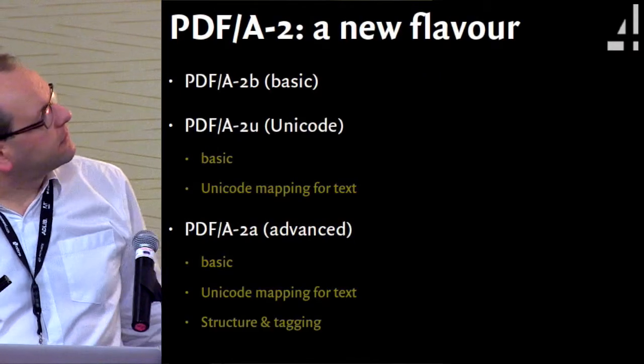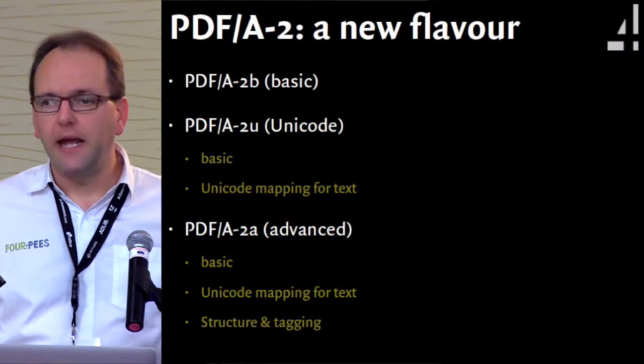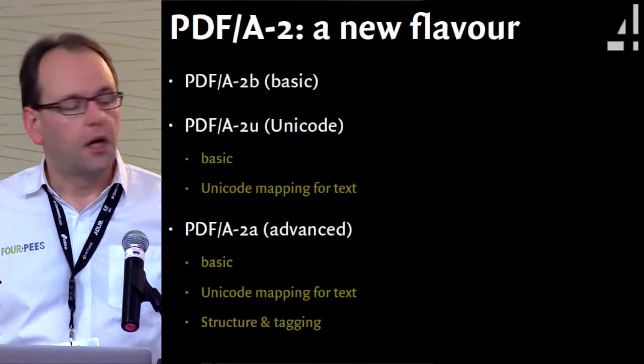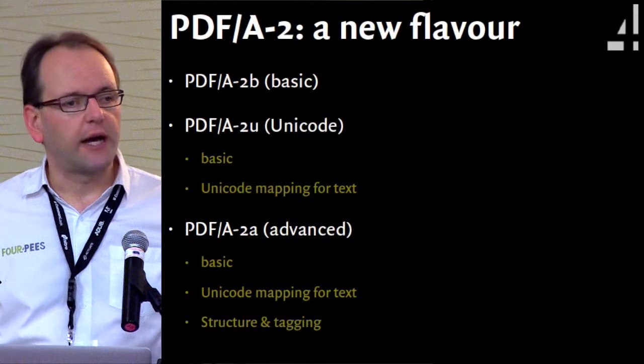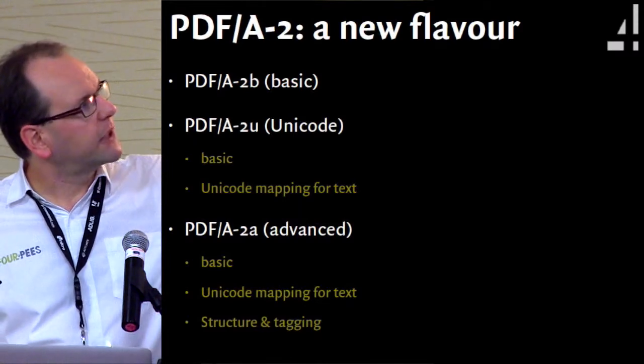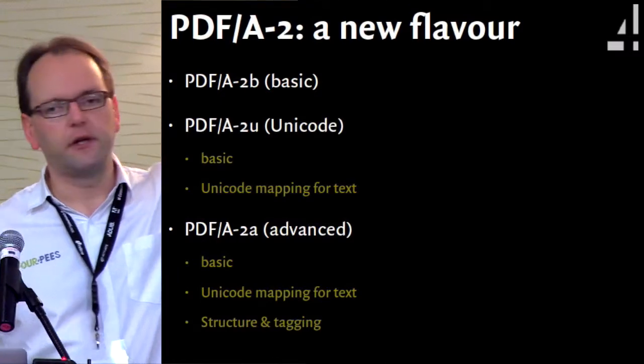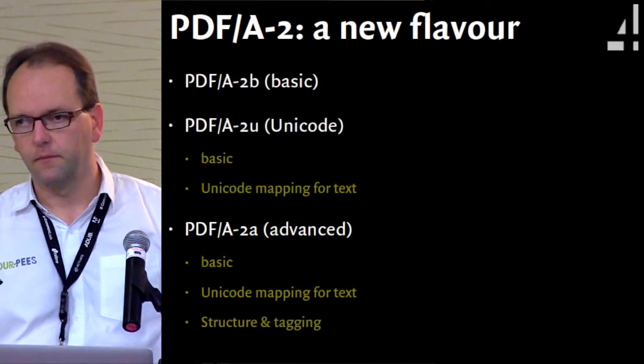And then it gets even more complicated if you look at flavors. There is an A and a B, just as we had before, but PDF-A2 actually also has a U flavor, or a Unicode flavor. And the purpose of that is to make sure that you have something in between the very difficult to create and the very easy to create.